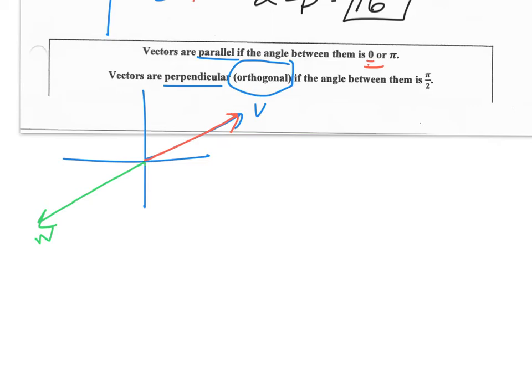All right, and then the perpendicular thing probably also makes sense. Okay, so if I have V going this way, and the definition says the angle between them is pi over 2. Well, pi over 2 is 90, isn't it? So that means if it's pi over 2 between, then I call them perpendicular.